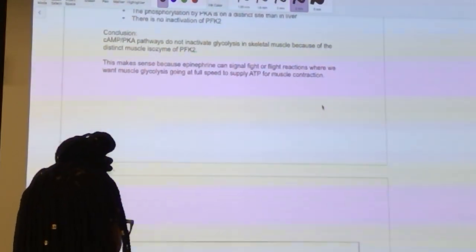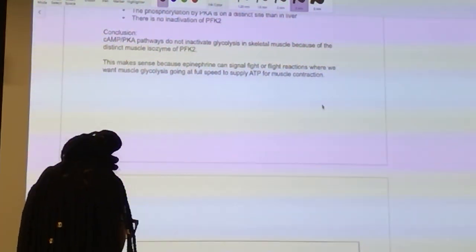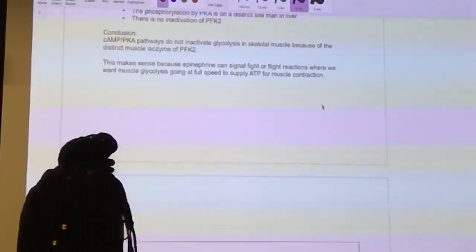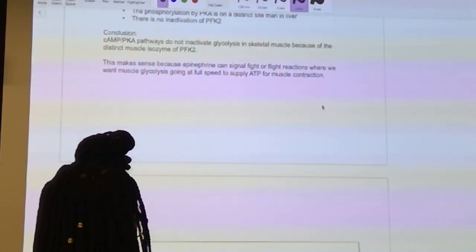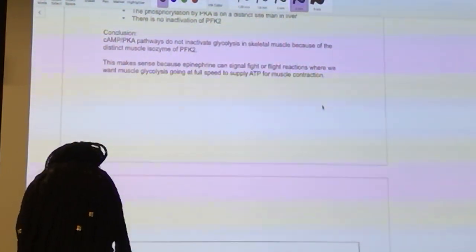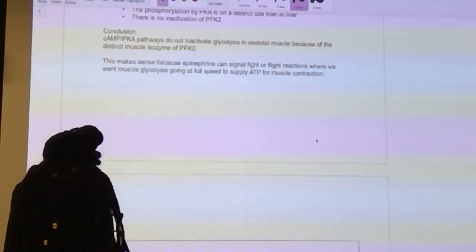Because when you're in fight or flight, you're not focusing on building muscle, building stuff, right? But you need the energy. So you get energy from other sources besides glycolysis. Okay. If you still have trouble, talk to me after.